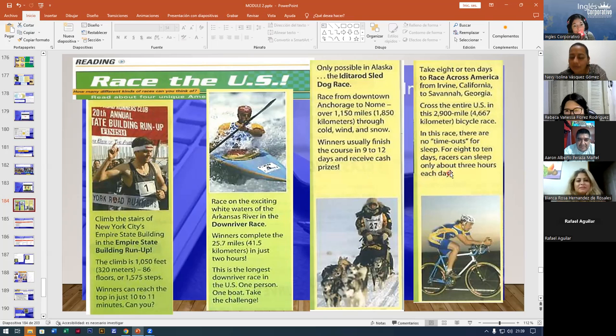8 to 10 days. Yes, because the next one, 3 hours. This one means it's only 3 hours that they take to sleep, right? They are not racing. They just take de dormir, rest. Perdón. Sí, time out es como tiempo fuera. It is. That is correct. So no hay tiempo fuera, right? They just give them 3 hours each day, but to sleep, and only that. The rest, they have to continue riding the bicycle.